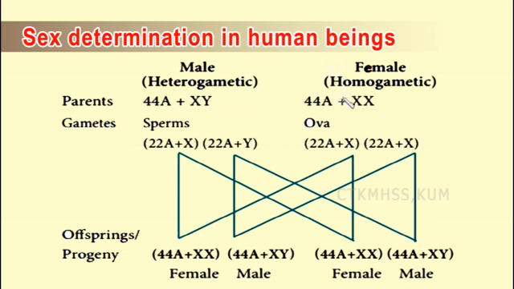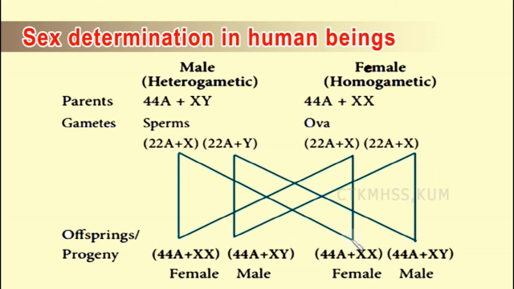Sperms, during meiosis what happens? It will be reduced to half. So 50% will have 22A plus X and 50% 22A plus Y. Whereas in the ova, all are 22A plus X, again 22A plus X, because they produce only the same type. So now when they combine together, this and this, what will be the offspring's progeny?